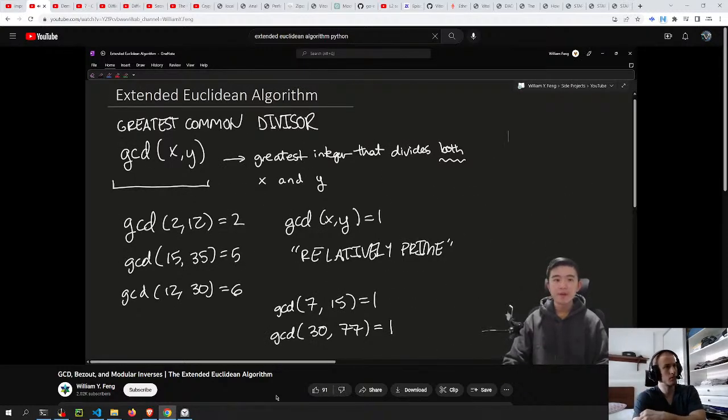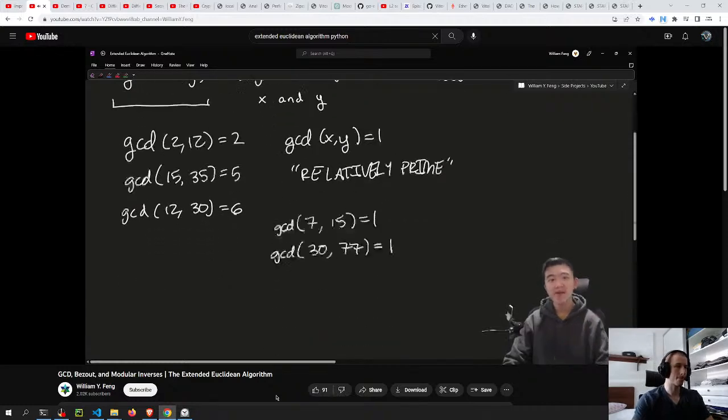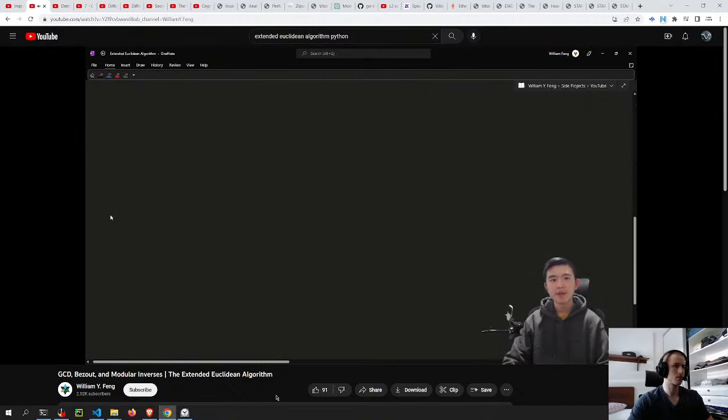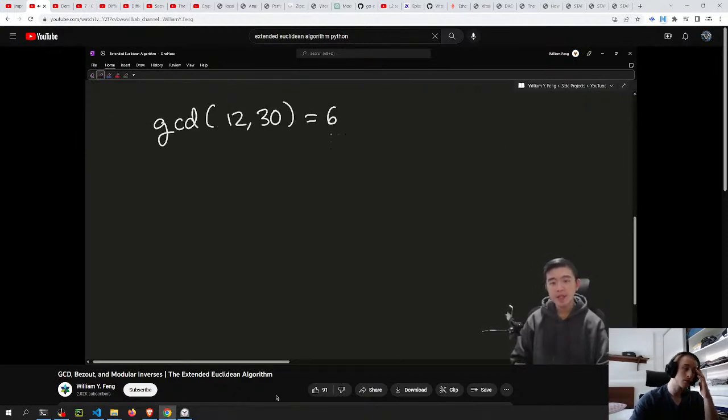Now you may have heard of the Euclidean algorithm before. We will extend that a bit later into the video. But basically, its goal is to compute the greatest common divisor of two integers in an efficient way. So let's do an example: GCD of 12 and 30. We know that this equals 6 because 6 divides both 12 and 30, and no number larger than 6 divides both 12 and 30. So how are we going to compute this?